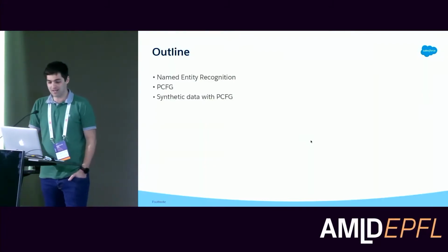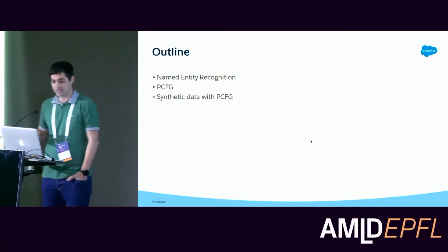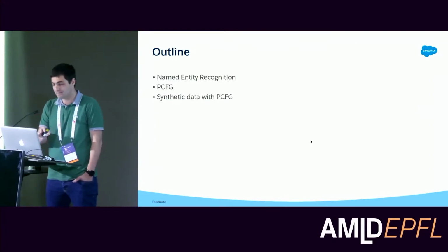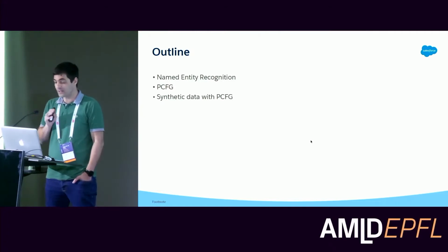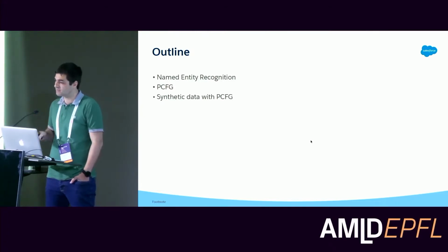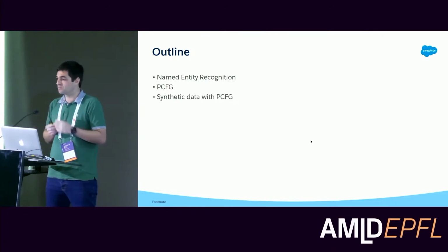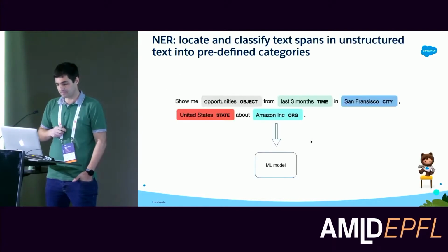The brief outline: we're at an applied conference, so we'll start with an application. What's named entity recognition? I will be referring to this as NER. What is a PCFG, a probabilistic context-free grammar, and how can we combine the two to get cheap data.